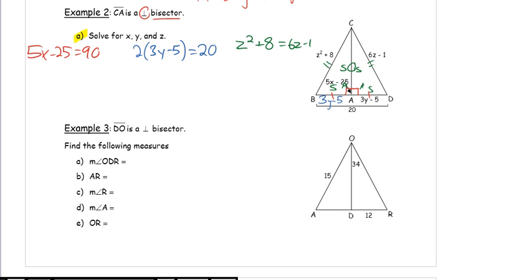Looking at another example, DO is a perpendicular bisector. We want to find all these different things. Okay, so again, think about what it does. It does that, and also we know that those sides have to be congruent because of our indirect proof in that first example. Find everything, shouldn't be too bad. So we know ODR, okay, that's a right angle. So you guys can go ahead and find that. AR, again, if you know DR, you know AD. Add them up to get AR.